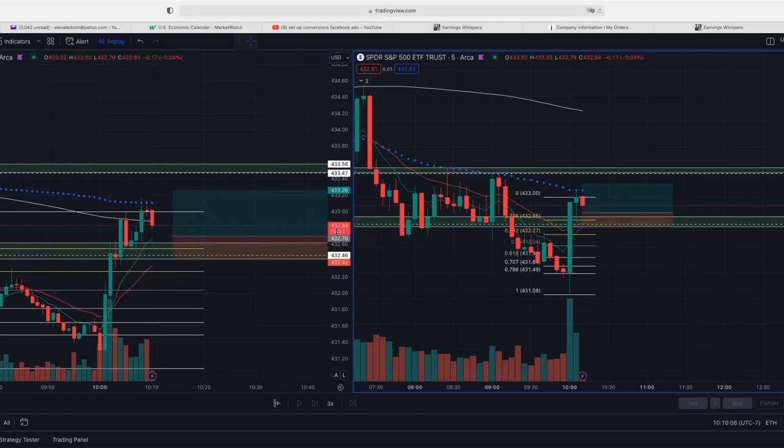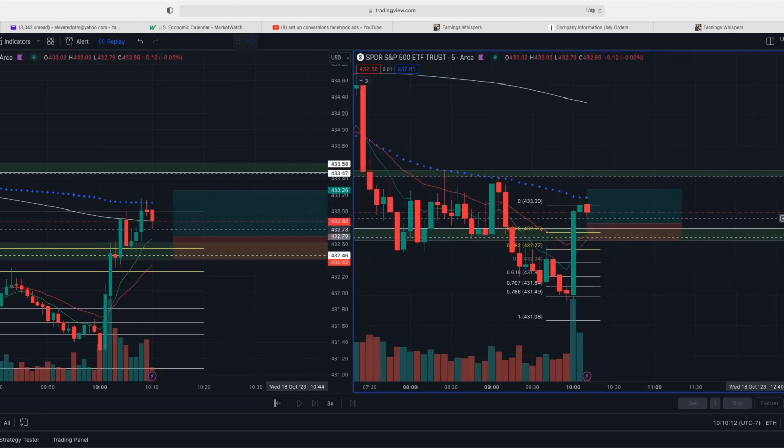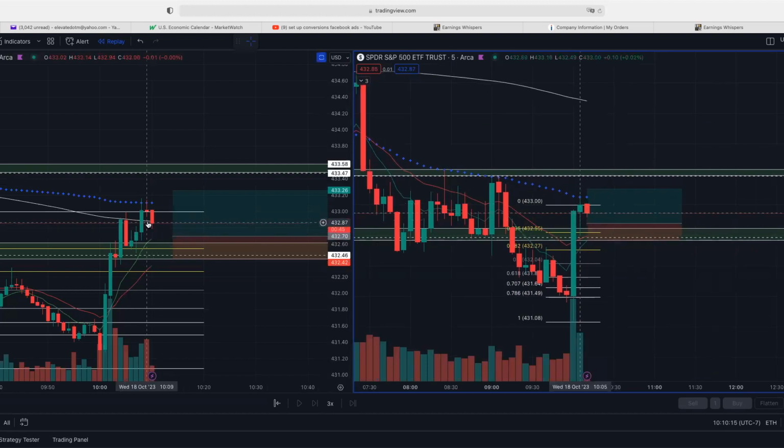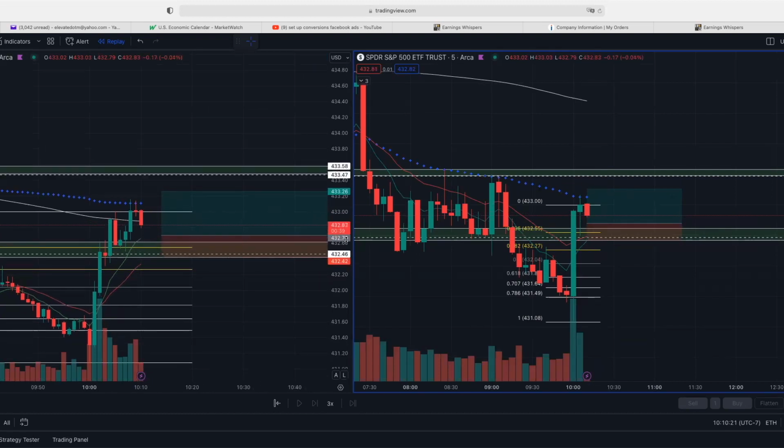Depending on the strength that this rejects with is where I will be letting you guys know if I exit or not. But as of right now, I want to see that 9 and 200 hold up on this candle for a continued move to the upside. Let's see how this candle closes.